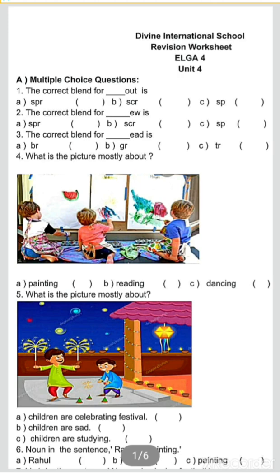Similarly, next, this one I want all of you to do by yourself. Try it yourself. Let's move towards the fourth question.